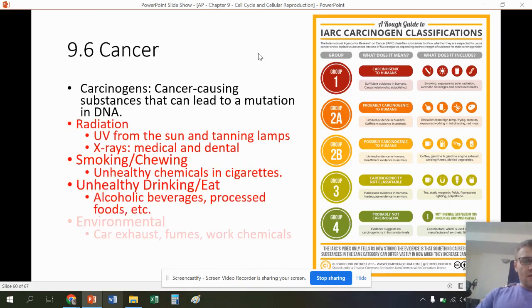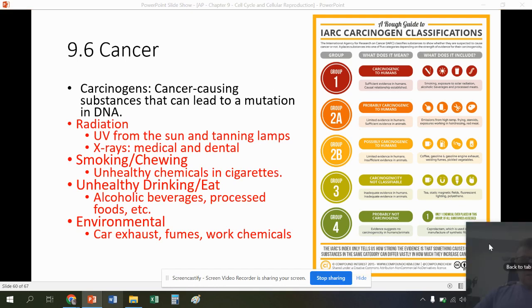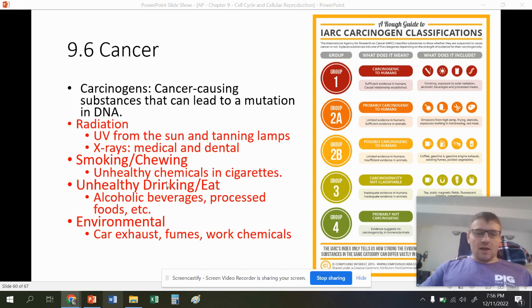Now, there are a lot of different types of carcinogens out there. Carcinogens are just cancer-causing substances that can cause these mutations. Radiation is obviously a type of carcinogen. Smoking, chewing, unhealthy eating and diet and drinking, environmental. There are a lot of different carcinogens. Now, it's not saying that if you expose yourself to one of these carcinogens, you're instantly going to develop cancer. It just increases your risk of developing cancer.